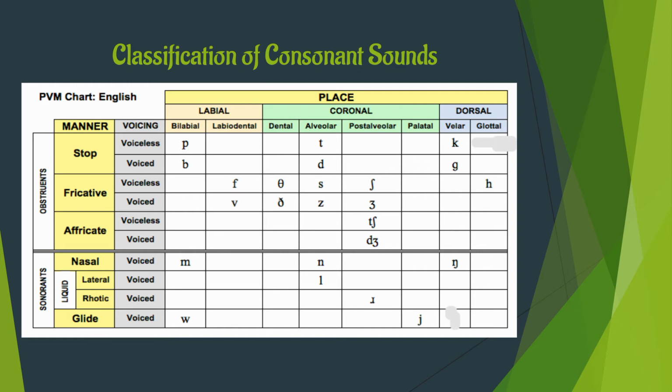So now let us describe the sound s. It is the alveolar voiceless fricative. Note down please. The description is very much important. If I ask you to articulate an alveolar voiceless fricative, it means you have to say s. Now let us see its examples.